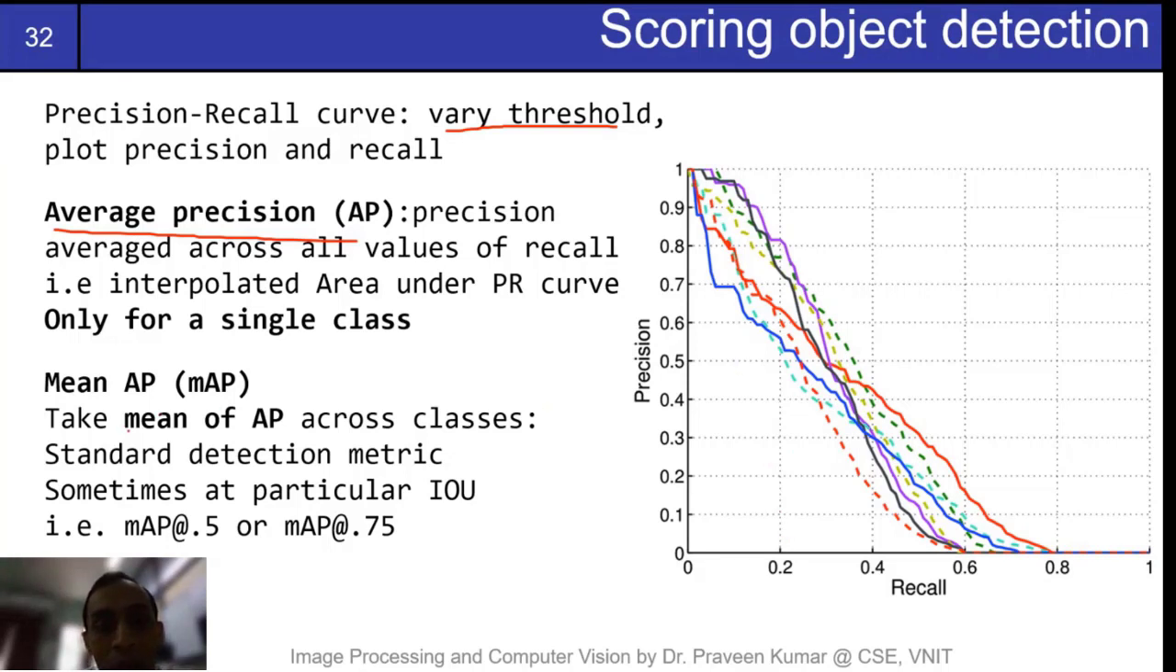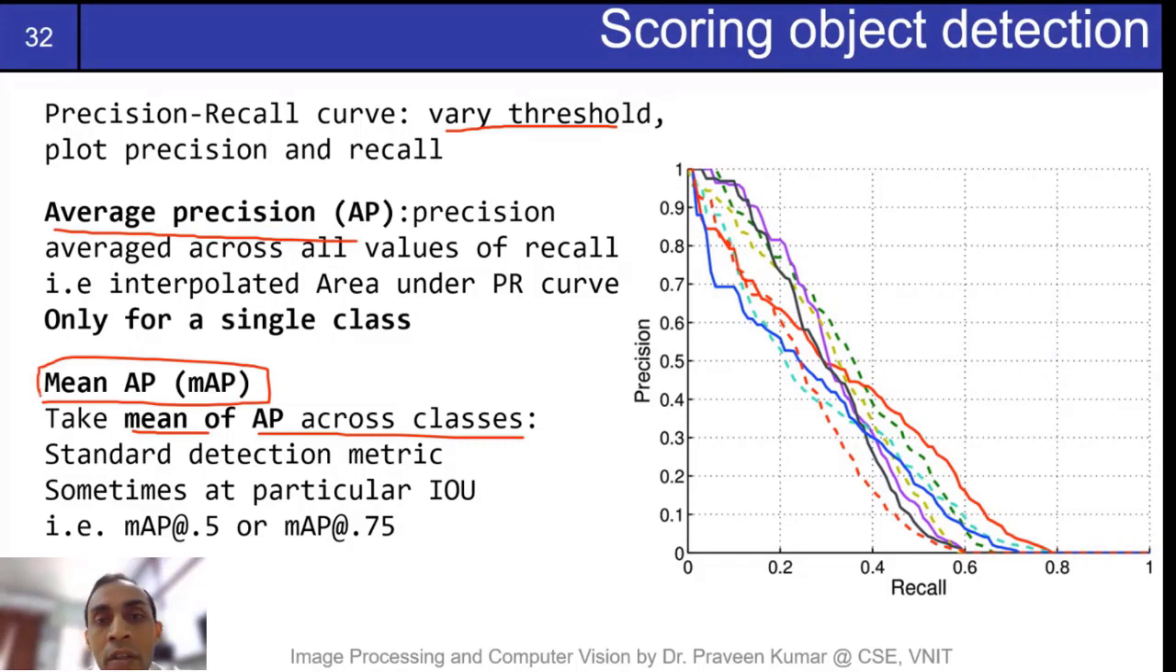And if you want to consider all classes, we can take the mean of that average precision across all classes. So across all these curves, we calculate the area and then take an average. That gives a mean average precision. That is the final metric that we use for judging the goodness of our object detector. That is called mean average precision, which is basically the mean of average precision across each class.